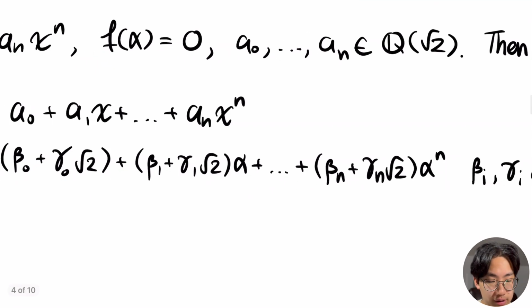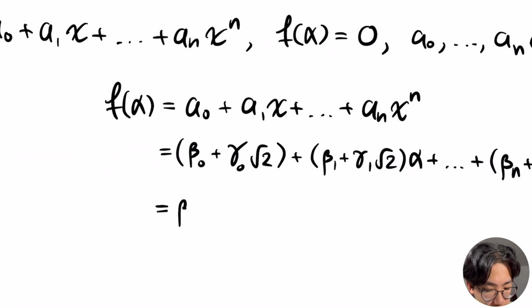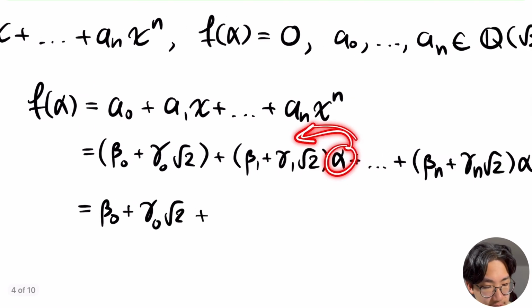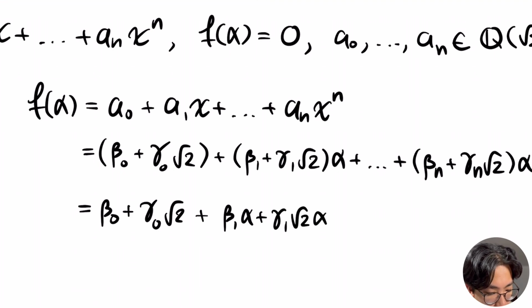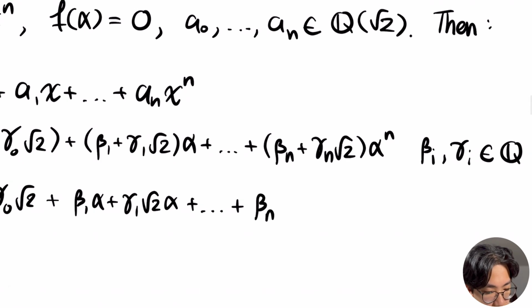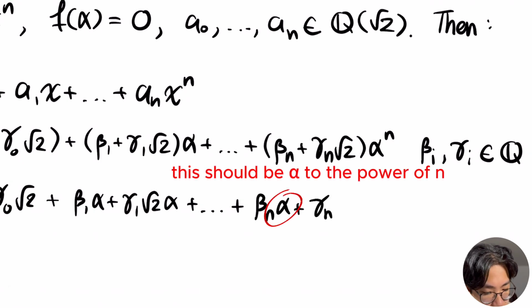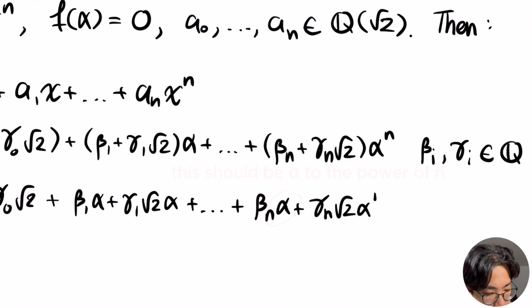From here, we can expand briefly, so we can drop some of the brackets. So beta 0 plus gamma 0 root 2. And now we're going to multiply the alphas in. It seems a little counterintuitive, but we need to do some regrouping to eventually multiply something so we can get rid of these root 2s to truly be working in Q. So plus beta 1 alpha plus gamma 1 root 2 alpha, all the way up to beta n alpha to the n plus gamma n root 2 alpha to the n.